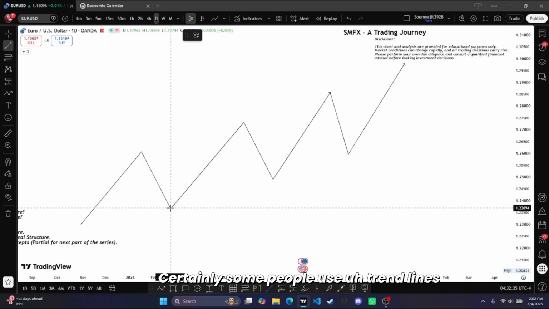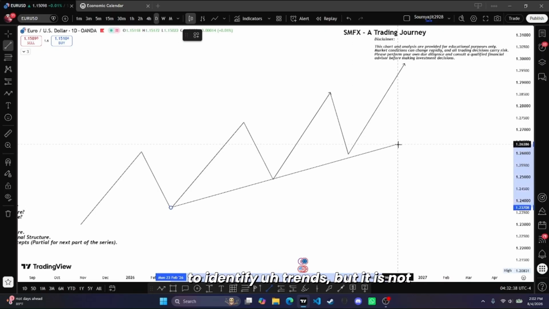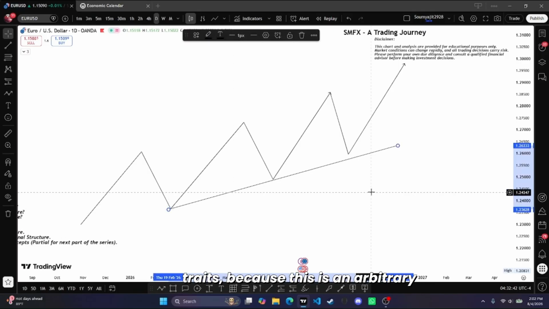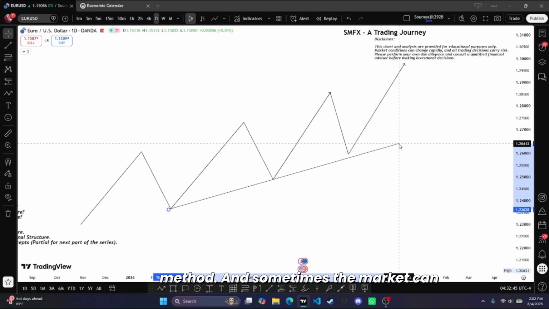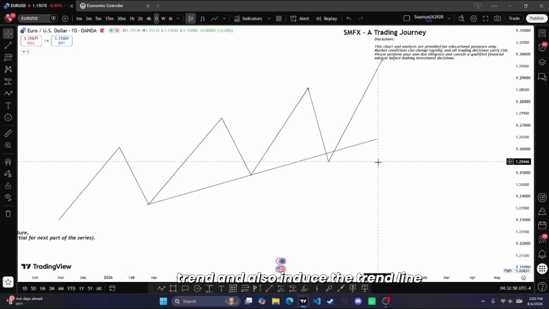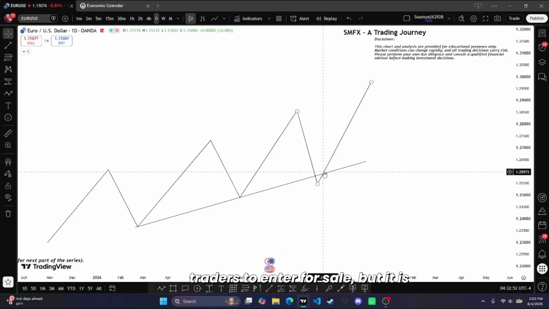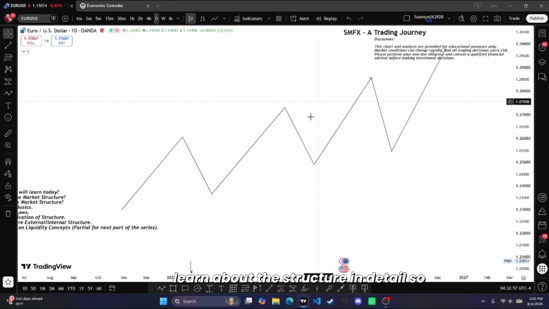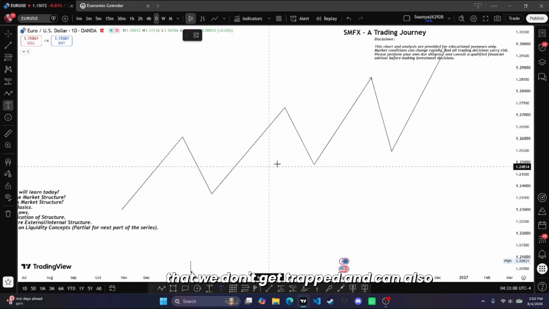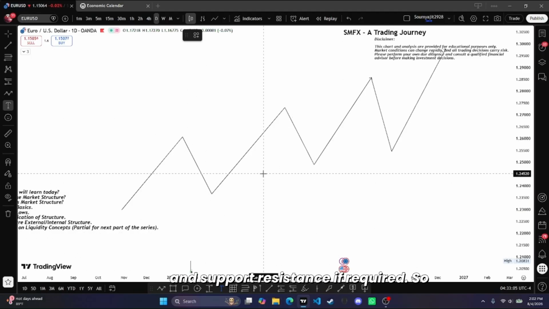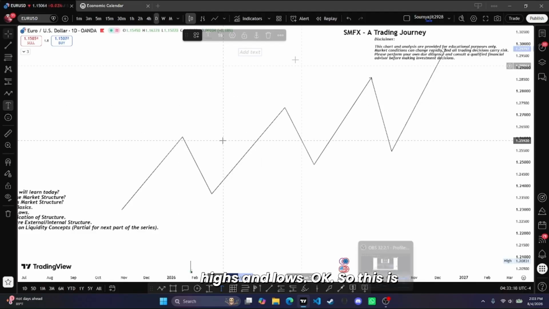Certainly some people use trend lines to identify trends, but it is not too good at identifying trends because this is an arbitrary method. And sometimes the market can break below, but it will not change the trend and also induce the trendline traders to enter for sell, but it is actually buying. So we will learn about the structure in detail so that we don't get trapped, and can also use some other strategy like trendline and support resistance if required. So first of all, we'll learn about what are highs and lows.